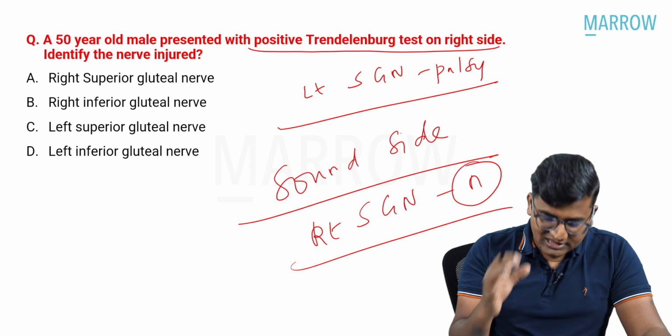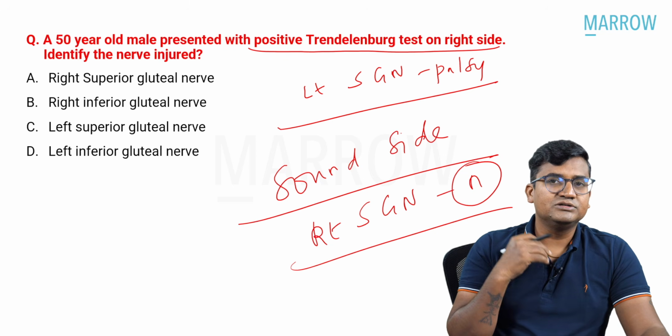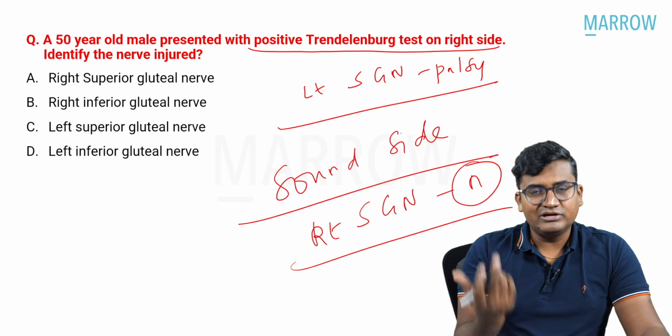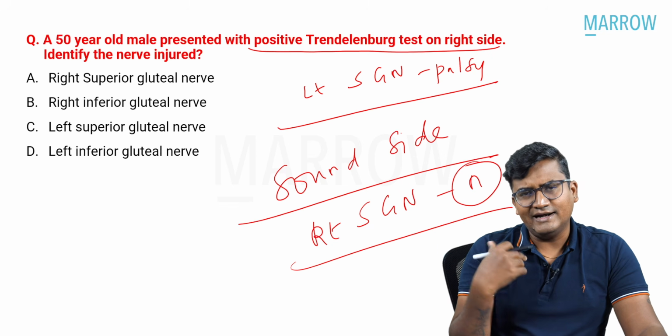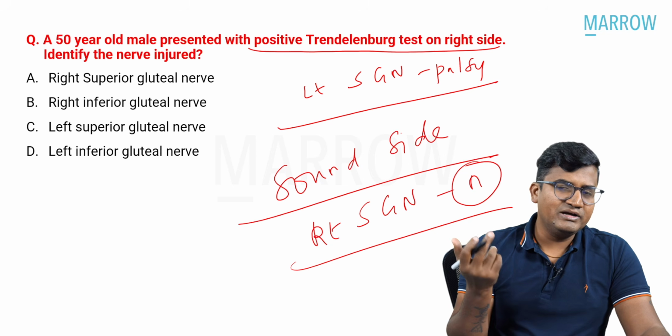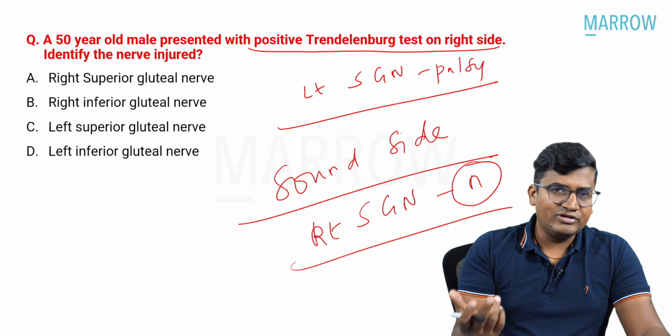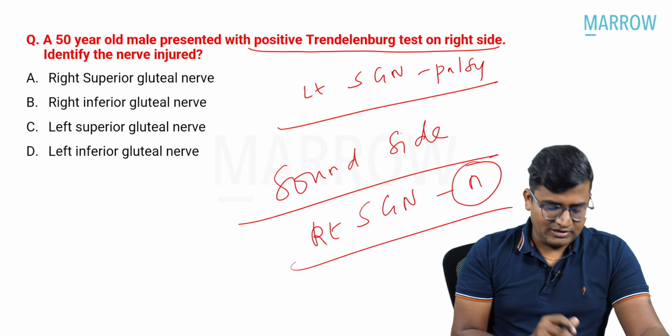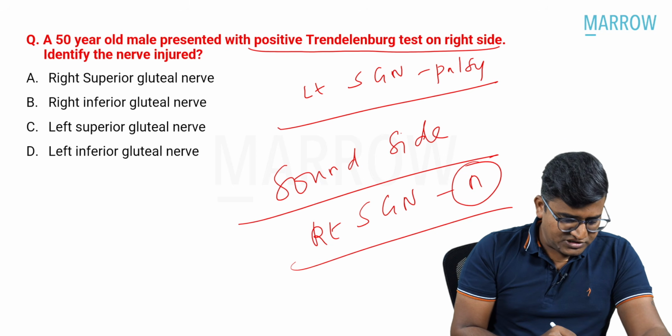Okay. Again, Trendelenburg sign, very important topic. You may get the question again. They will give you a clinical question. So many times they give direct theory questions. Now for a change, they may give an image-based question or they will frame clinical questions. Right. Now one last question.